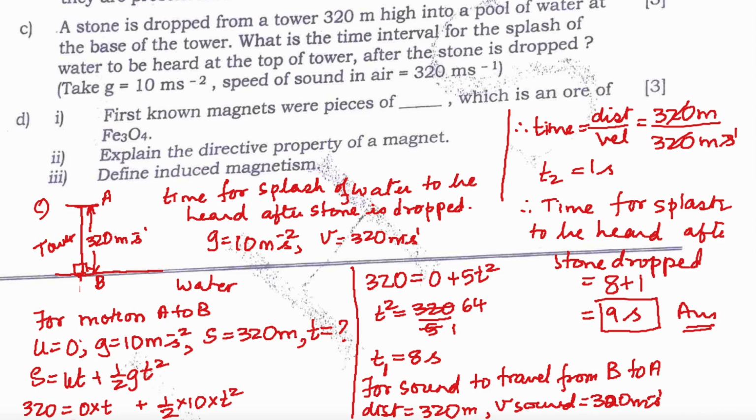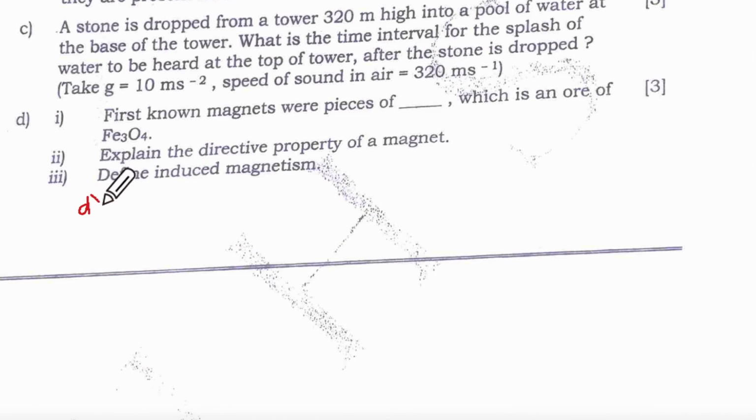Okay, now let us see D. This is time pass. First few magnets were pieces of what? Lodestone, no? Which is the ore? Ore of this means what? Iron is the ore of Fe3O4. Was it lodestone? Yes. Yes, ma'am. What is the spelling of lodestone? L-O-D-E-S-T-O-N-E.